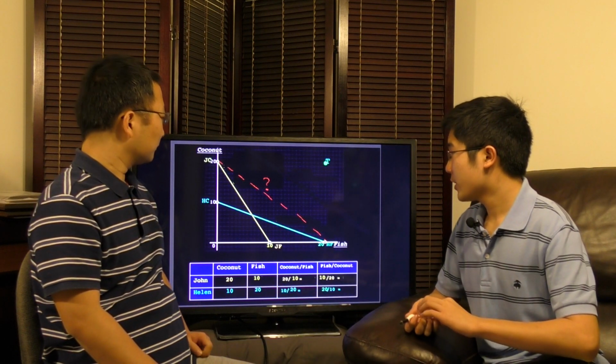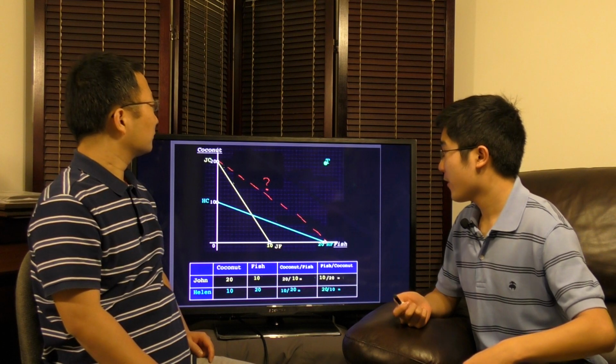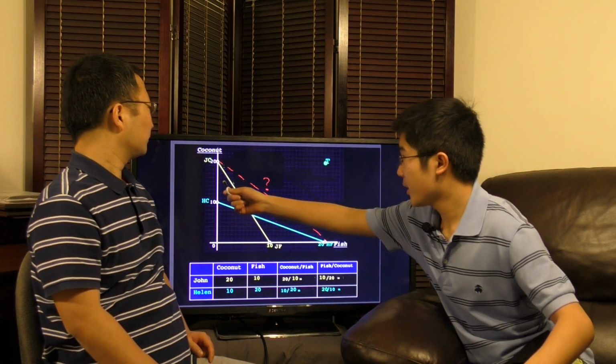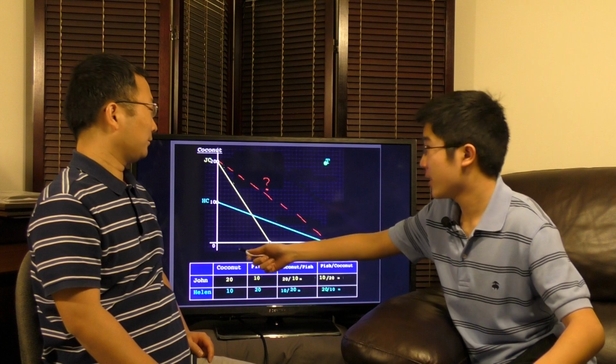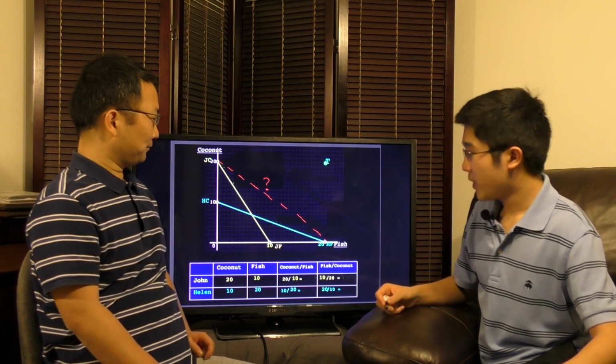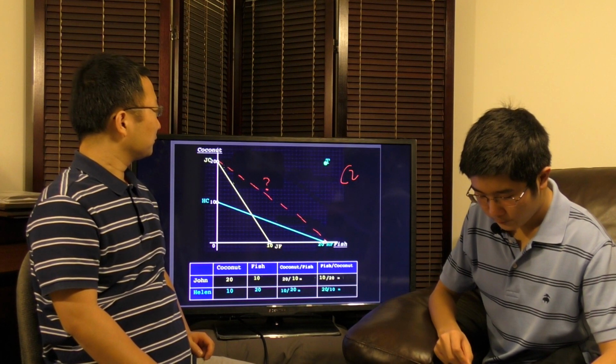However, if they both traded, we can see that they will both trade what they have a comparative advantage in. In this case, John has a comparative advantage in coconuts, and Helen has a comparative advantage in fish. So they will both trade at the unit of 20 each.